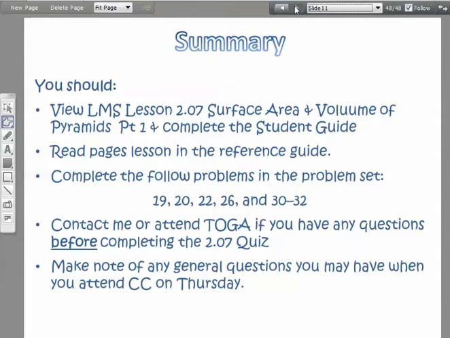This lesson was really short. Just be sure to review the lesson 2.07 part 2 about pyramids in your LMS and complete the student guide. Also refer to the reference guide or your geometry textbook. Here's the problems that you need to complete in your problem set for practice before you take your quiz. And also, after you complete these problems, if you have any questions, please let me know before you take the quiz. And then make any note of general questions you may have when you attend CC on Thursday.